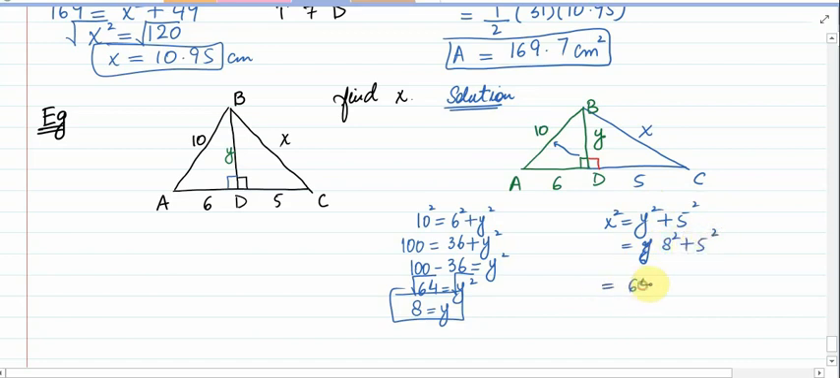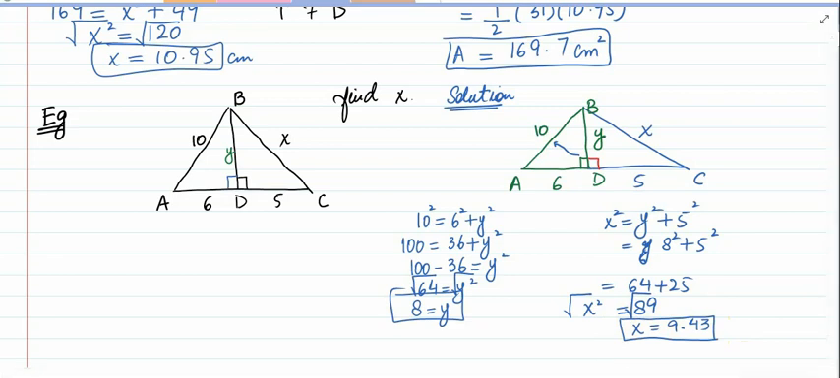8 square is 64, 5 square is 25. So 64 plus 25, it is 89. 89 is equals to x square, root on both sides. So x is equals to 9.43. Right? That is your answer. Did you try it? And if your answer is right, then you are on the right pace. If your answer is wrong, no matter, make sure that you understand the question along with its concept clearly.